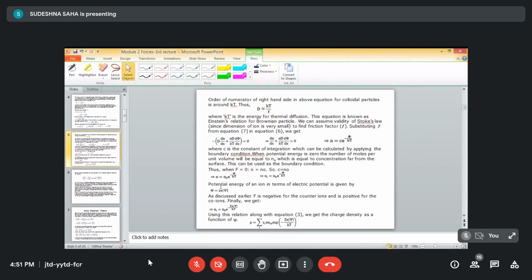There is one question: in the equation D dn/dx plus nD by kT d phi/dx equals 0, if I eliminate D, then the next step becomes dn/dx plus n by kT.